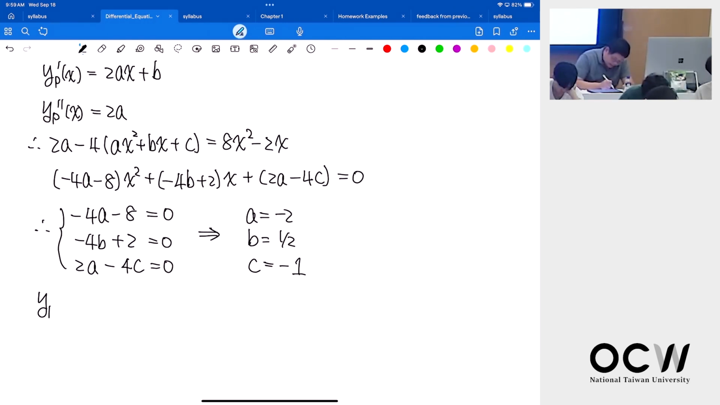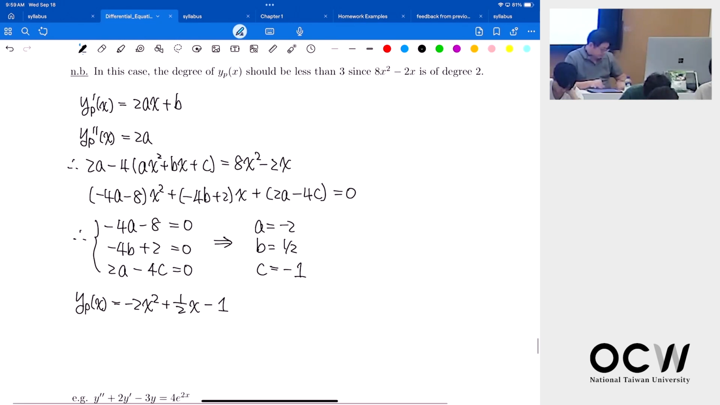Then your particular solution is minus 2x squared plus 1/2 x minus 1. Remember that this is the particular solution. Our general solution should be the homogeneous solution plus the particular solution. Then what is the homogeneous solution?